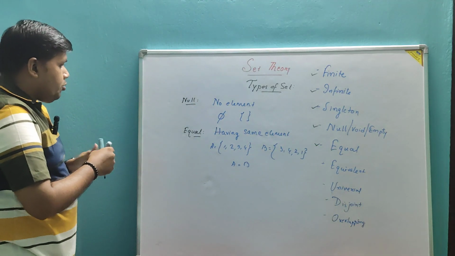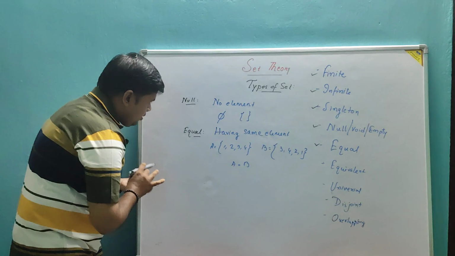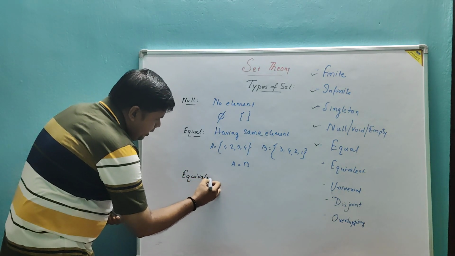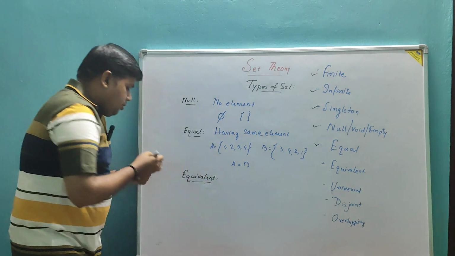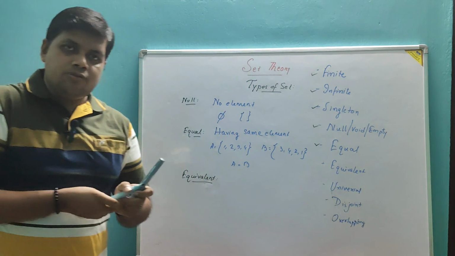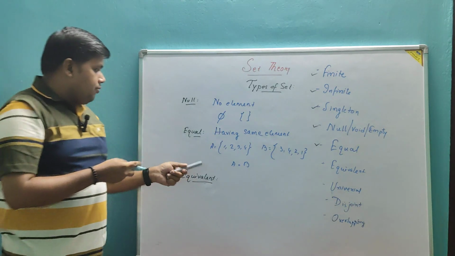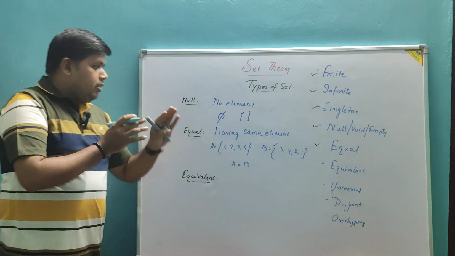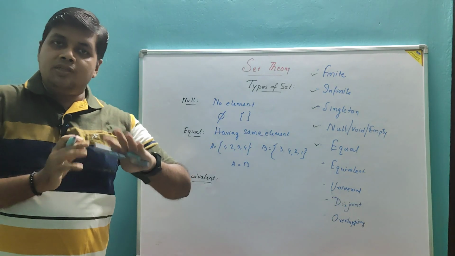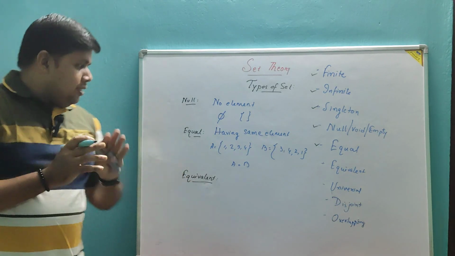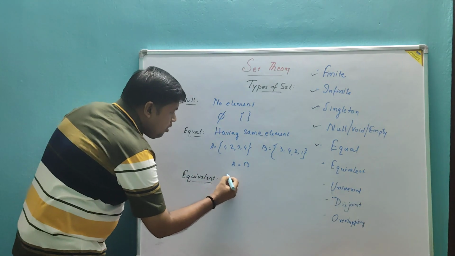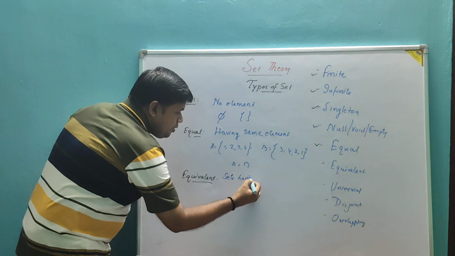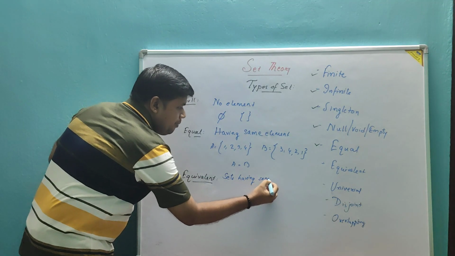Next comes the concept of equivalent sets. So what is an equivalent set? Here we will be using the term cardinality, which we discussed at the very beginning of this lecture. Equivalent sets means two sets will be considered equivalent if they have the same number of elements.